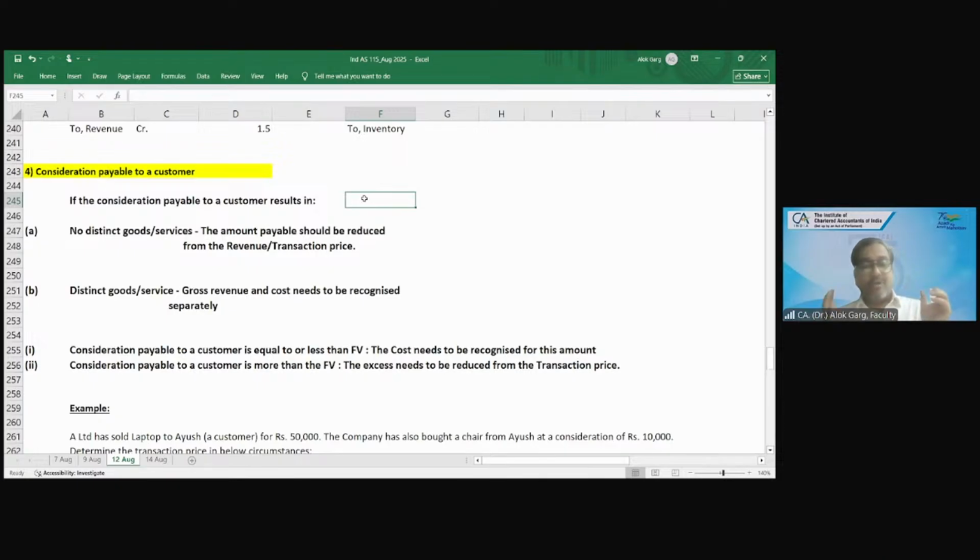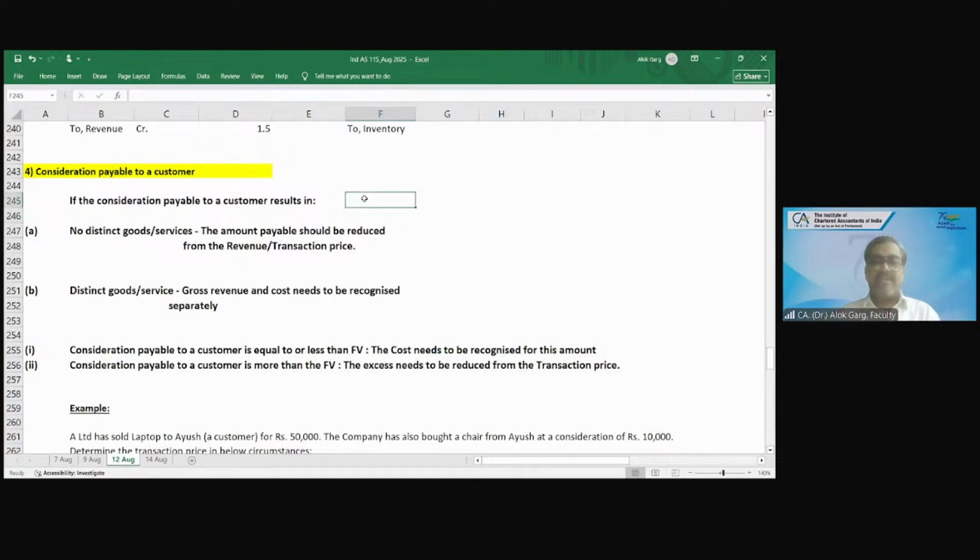This customer is also giving some services to PepsiCo. The customer is providing some space to PepsiCo, right? Where his person will also be sitting. Okay. So in this case, the revenue is 1 crore and this 5 lakh has to be recognized as an expense for the space. Okay. Right, in the books of PepsiCo.